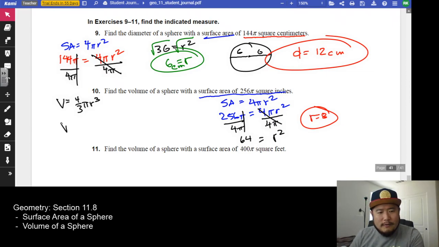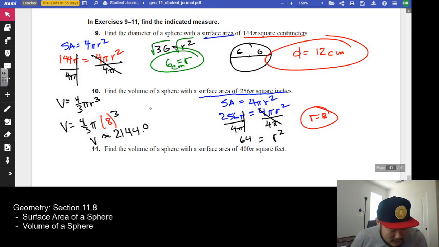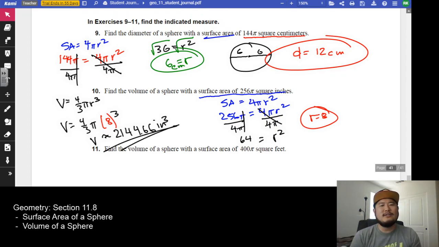So right here, our volume is equal to 4/3 pi. We'll take our radius, which is 8, and we will cube that. Last thing right here, plug it into your calculator, solve it all out, and volume is approximately 2,144.66 inches cubed. All right, and that right there is your volume.